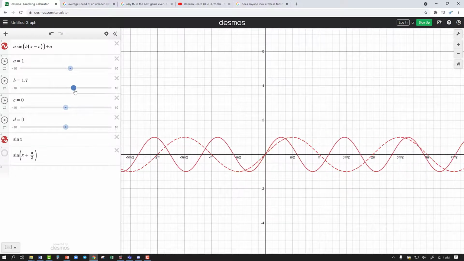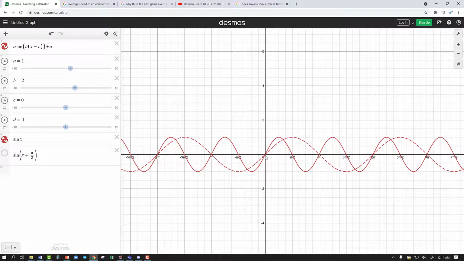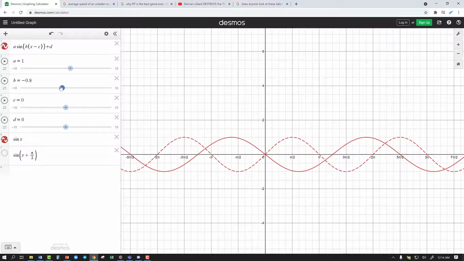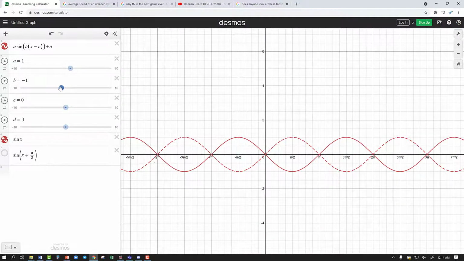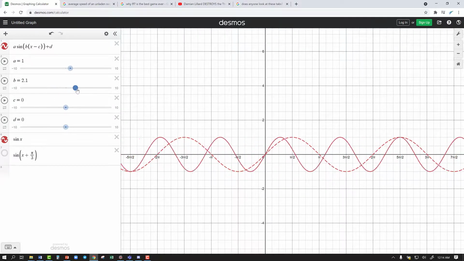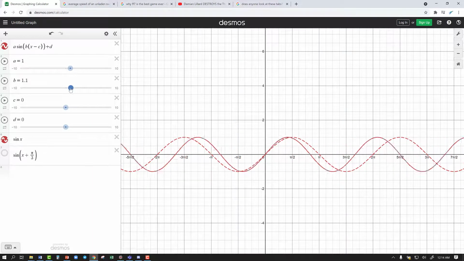Whereas if I make B 2, now the period is just pi. Start at 0, now we're repeating ourselves at pi. So the period formula, to find the wavelength, is very closely tied to what B is. And of course, if B is negative, then it flips over the y-axis. So now we've flipped it horizontally instead of vertically, right, is what we're doing. And of course we can flip it and compress it, but that is what B controls.